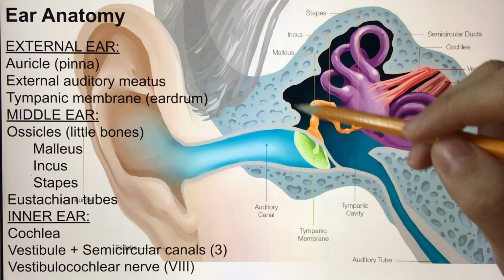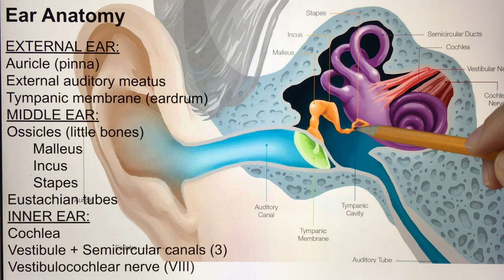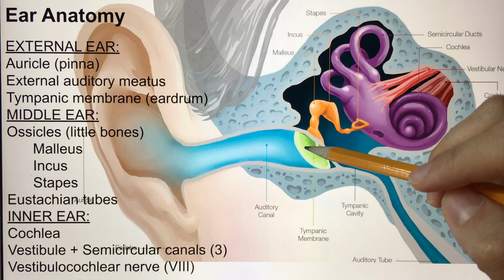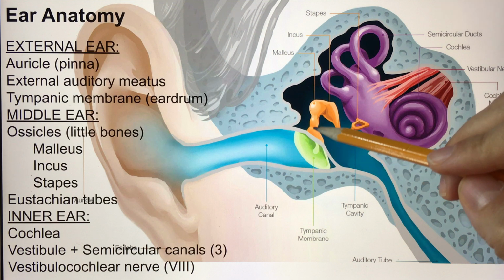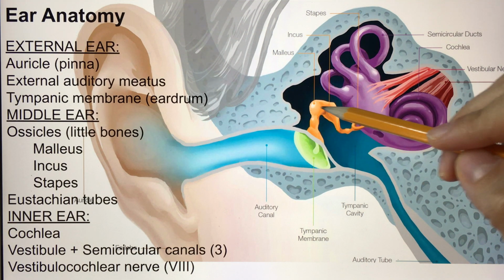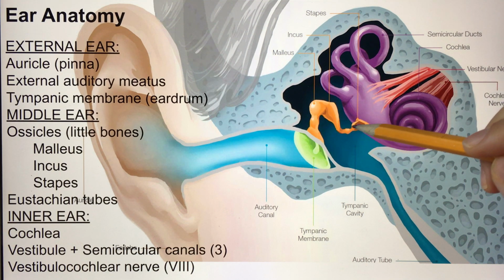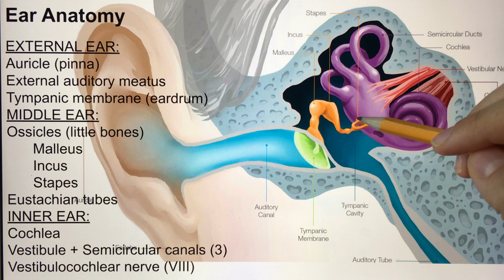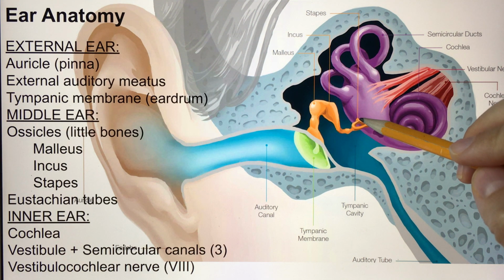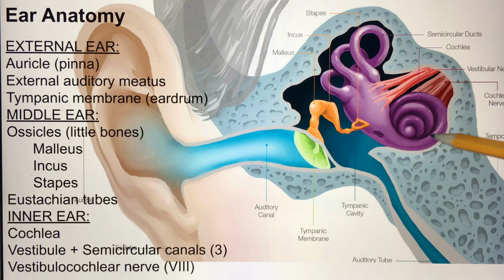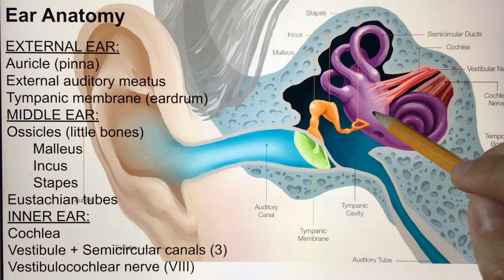They're located in the middle ear cavity. And malleus, incus, and stapes are connected to each other in a chain. So when the tympanic membrane vibrates, it transfers its vibrations to the malleus. Malleus knocks on the incus. Incus vibrates the stapes. And the stapes vibrates a special membrane located in this purple structure. This purple structure is known as the inner ear.